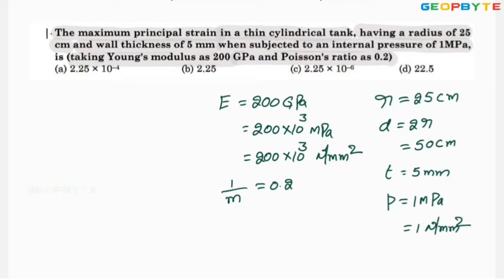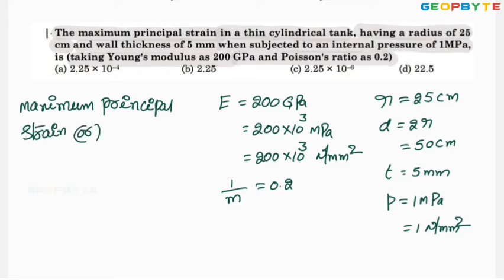Once again let us read the problem. The maximum principal strain. Maximum principal strain means circumferential strain. It is also called circumferential or hoop strain. Hoop strain equal to how much?